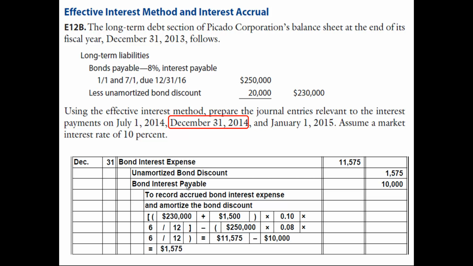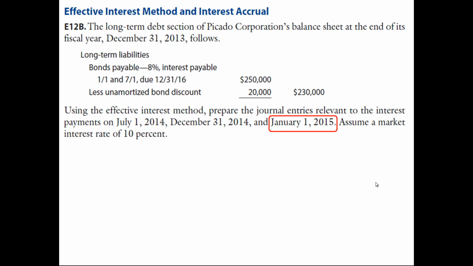I said cash, but since we are at the end of an accounting period and we're not actually paying until January 1st, we're going to put that amount into bond interest payable. It's an adjusting entry just like we would do with wages payable when we have to record it, but it's not going to be paid until the following accounting period.